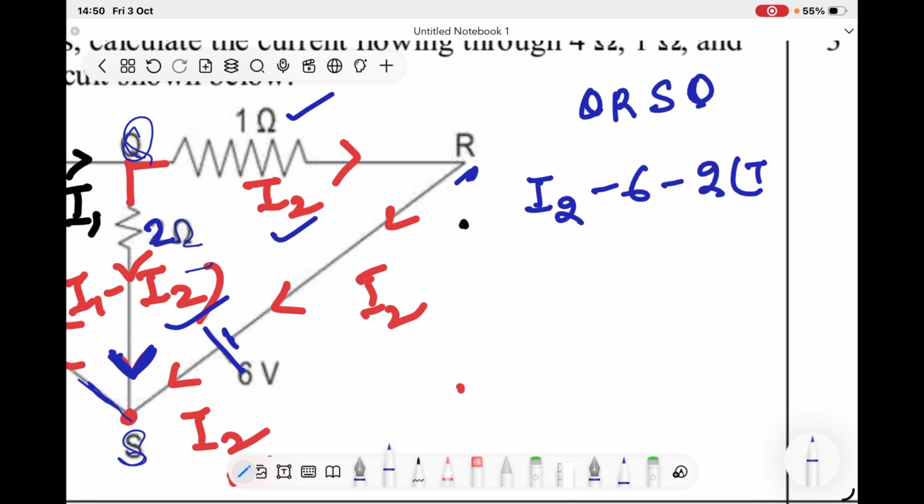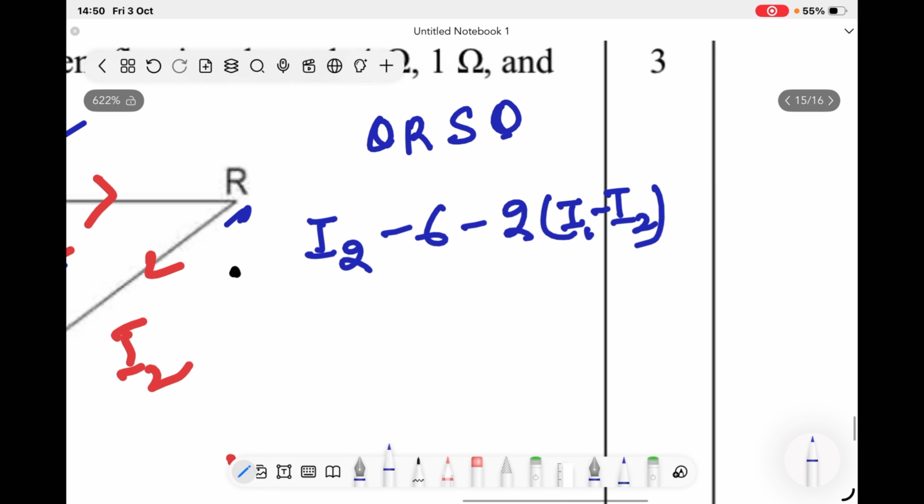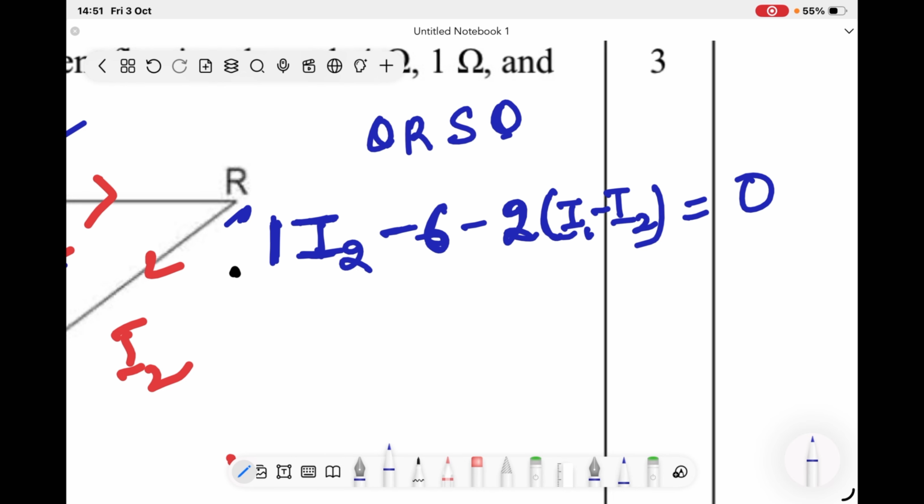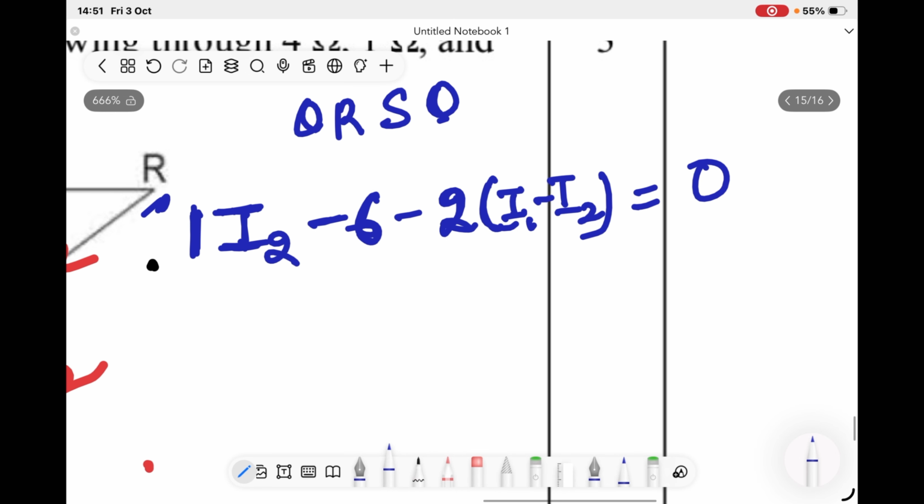So I've written the voltage. Current into resistance is voltage. Kirchhoff's second law. So every term of this equation is a voltage. This resistance was 1, current was I2. So this is a voltage. 6 volt is a voltage. Then 2 is resistance. This is current. Again, it is a voltage. Sum of voltages in a loop is 0. So this is my second equation.